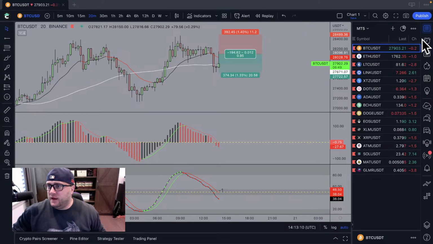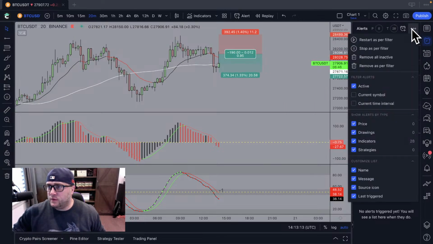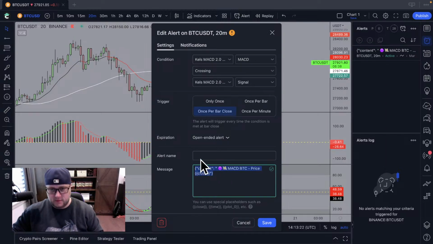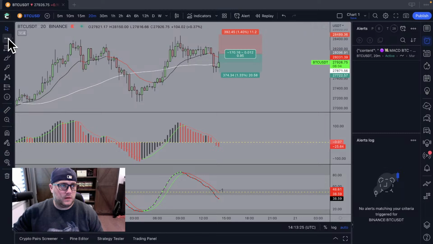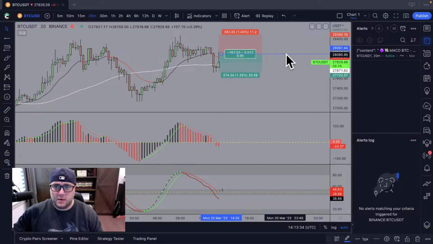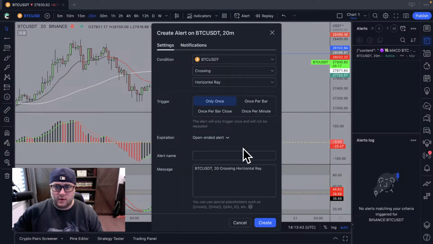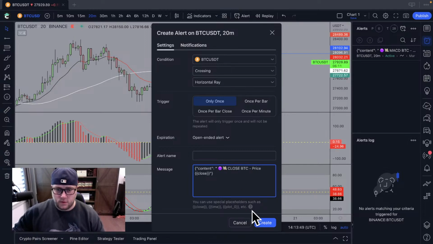All right, and then, where is that current interval? I'm going to take this, copy this, and put a line right there, so I only get a signal once the price crosses the horizontal line.